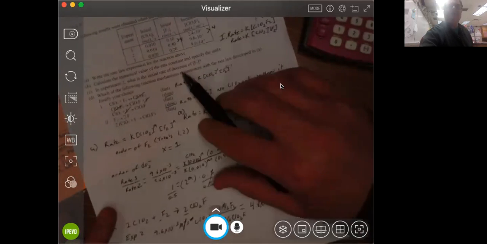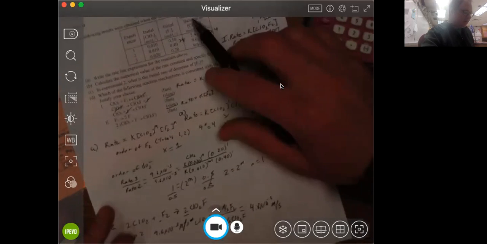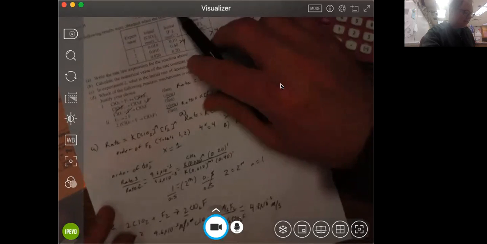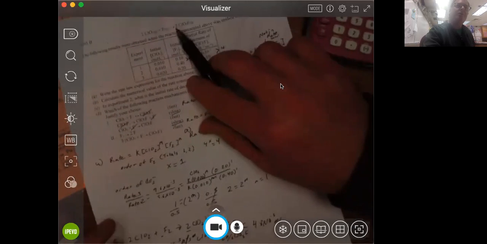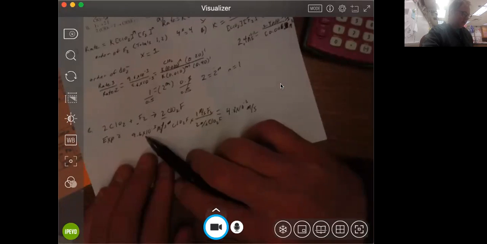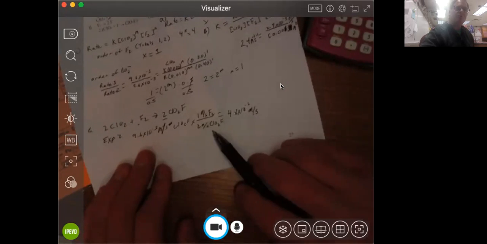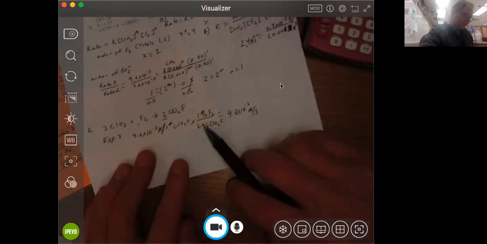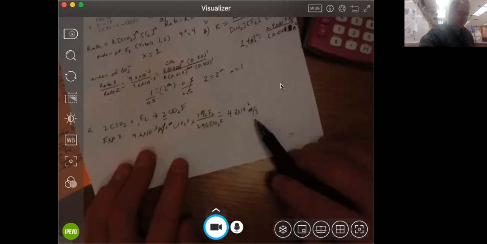In experiment 2, what is the initial rate of decrease for F2? So we know the rate of increase for ClO2F. We know that for every 2 of these, we get 1 of these. So basically we start with the rate for the ClO2F. Every 2 moles per liter per second is 1 mole per liter per second for F2. So we get 4.8 times 10 to the negative third moles per liter per second.